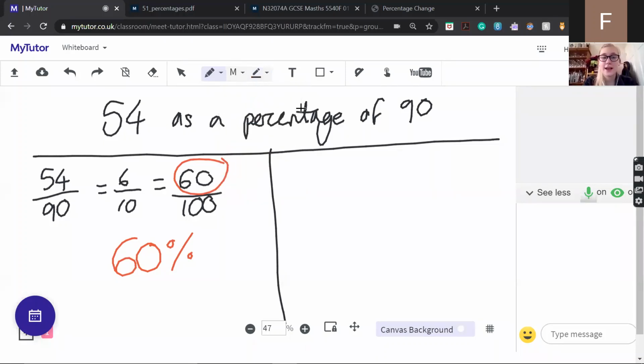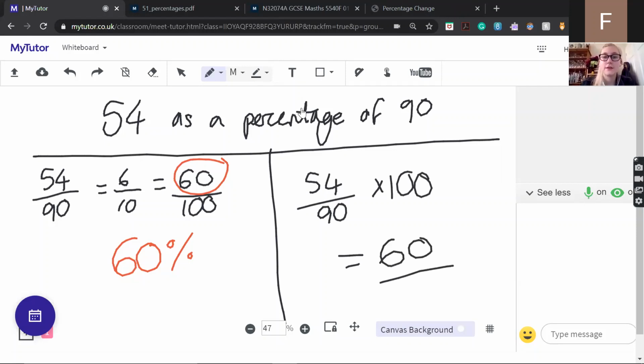Now, if we want to do our calculator method, we just take 54 over 90 and multiply it by 100, and we'll get 60. So hopefully that will make sense. With percentages, if the answer that you get is recurring, they'll normally tell you what to round it to. I'd normally round it to 2 decimal places if they don't tell you.